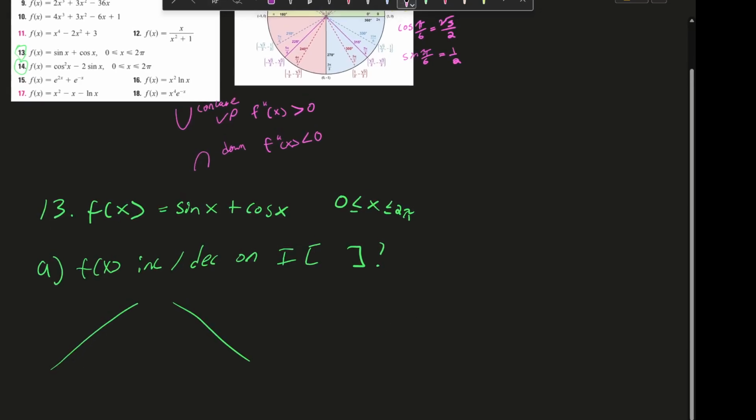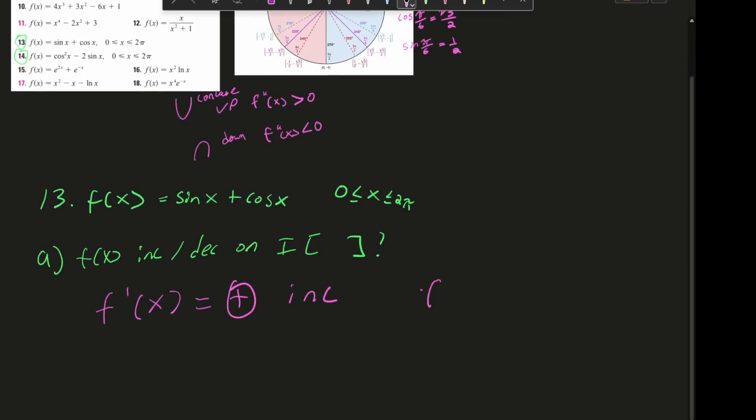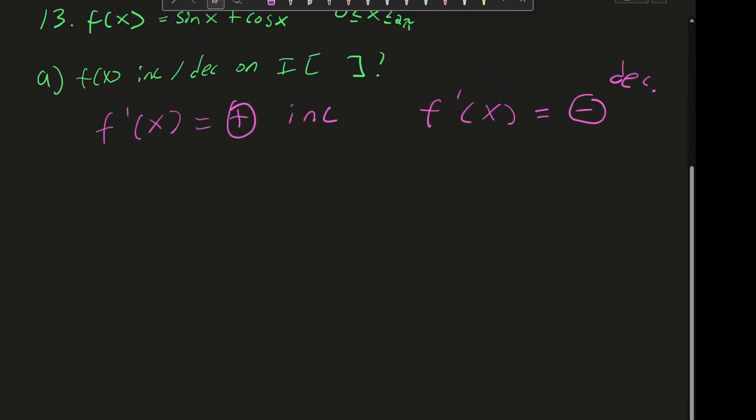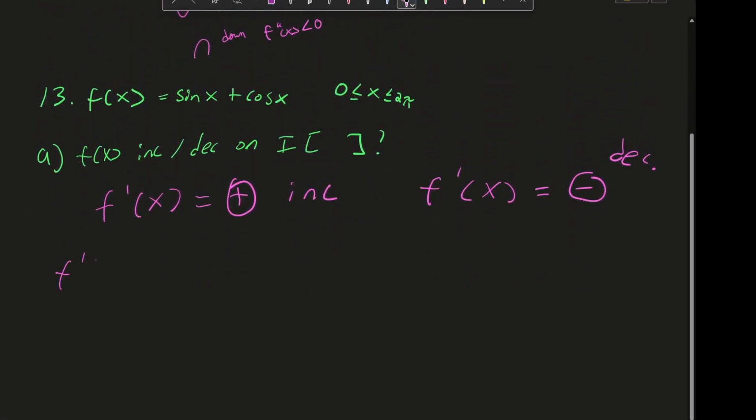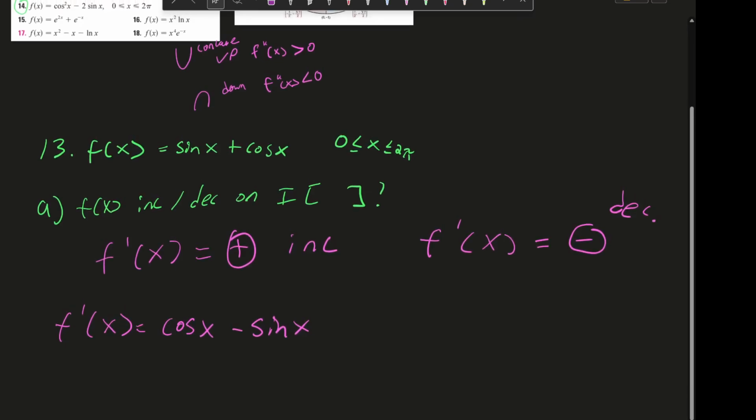An easy way to do that is to take the first derivative. When is that positive? That'll be your increasing. And when the first derivative is negative, that'll be your decreasing. So let's go ahead and find the first derivative of the given function. The derivative of sine is cosine, and the derivative of cosine is negative sine. So that will be your first derivative.